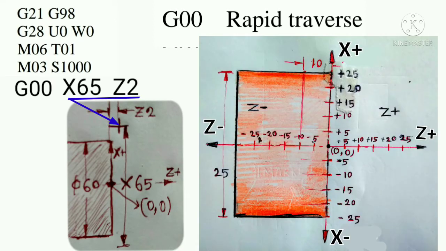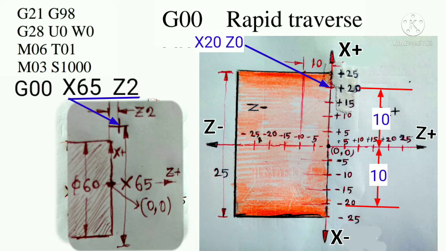Here we use the X-axis along the diameter of the workpiece and the Z-axis along the length of the workpiece. So the intersection point between Z and X-axis will be the origin, that means 0, 0. And if we write the diameter along the X-axis, it will be automatically divided by 2, that means radius. Suppose we write the point X20 Z0, then it will be considered 10 mm on both sides from the origin or Z axis.